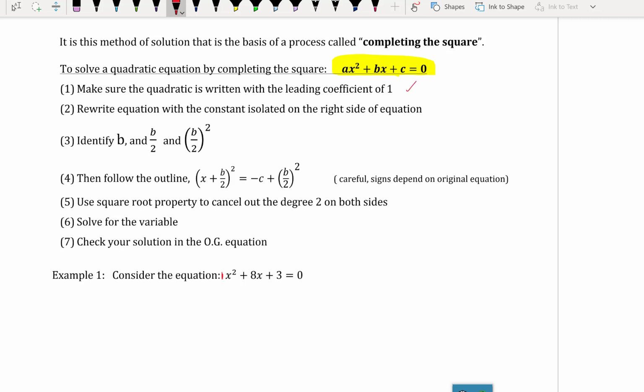Now, step number 2. Rewrite the equation with the constant isolated on the right side of the equation. So here, c represents the constant. So we want that isolated, so we want to bring it over. So here, number 3 is the constant. So since we want to isolate the constant, then we are going to subtract 3 from both sides. That gives me x squared plus 8x is equal to a negative 3.